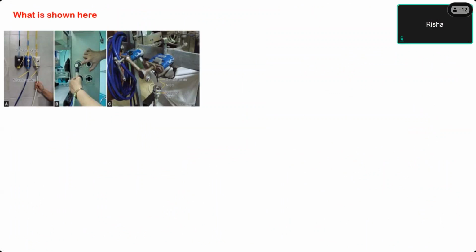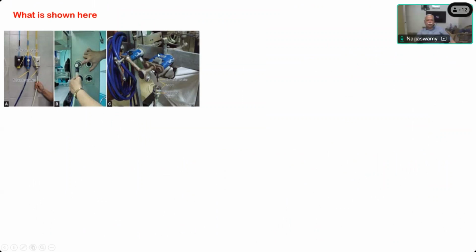A stuck test, sir. Cylinder. B looks like removing the oxygen hose from the outlet. C is the pendant, where the cylinder is hung on the machine. This is the hanger yoke.